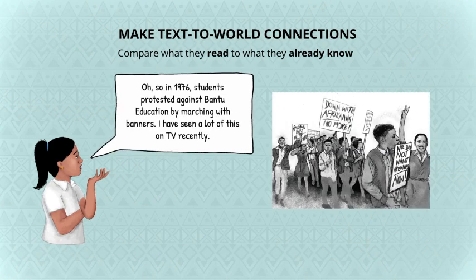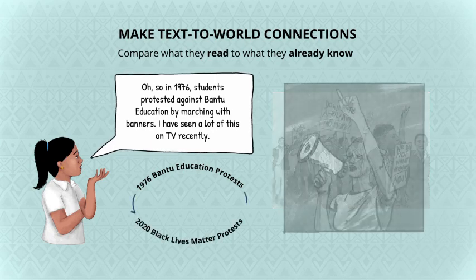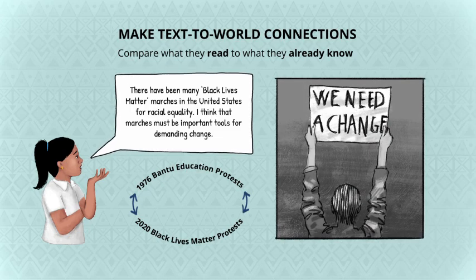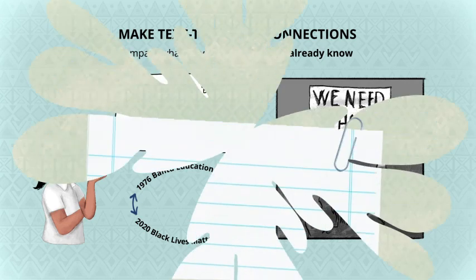"Oh, so in 1976, students protested against Bantu education by marching with banners. I have seen a lot of this on TV recently. There are many Black Lives Matter marches in the United States for racial equality. I think that marches must be an important tool for demanding change."